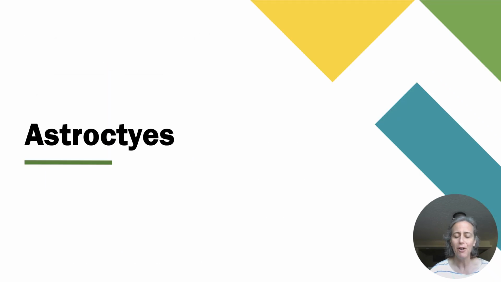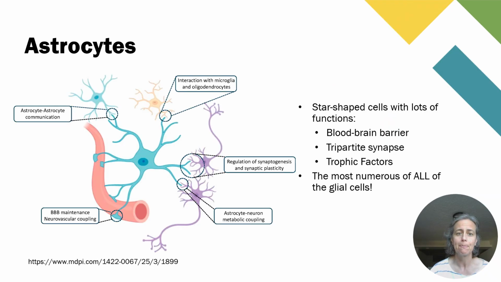The first cells we're going to talk about are astrocytes, which the name actually translates to star cells. So astro, like astronaut, that word actually comes from Latin for star. So it's kind of lovely to think about. So somebody thought they were star-shaped cells, hence astrocytes.